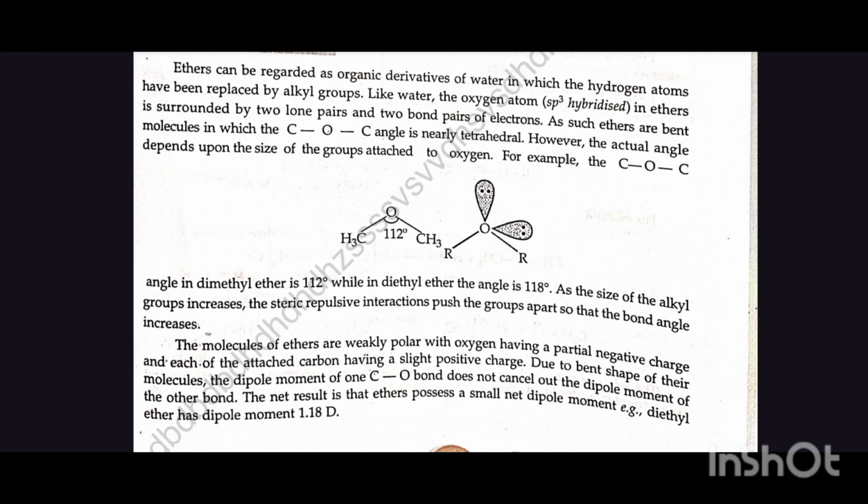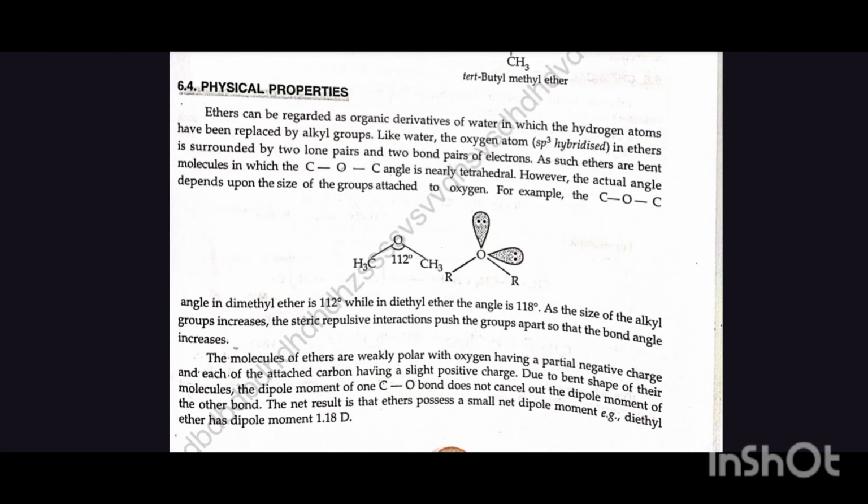The molecules of ethers are weakly polar, with oxygen having a partial negative charge and each of the attached carbons having a slight positive charge. Due to the bent shape of their molecules, the dipole moment of one C-O bond does not cancel out the dipole moment of the other bond. The net result is that ether possesses a small net dipole moment. For example, diethyl ether has a dipole moment of 1.18 debye.